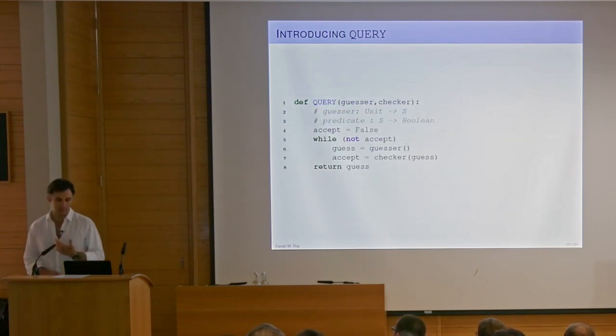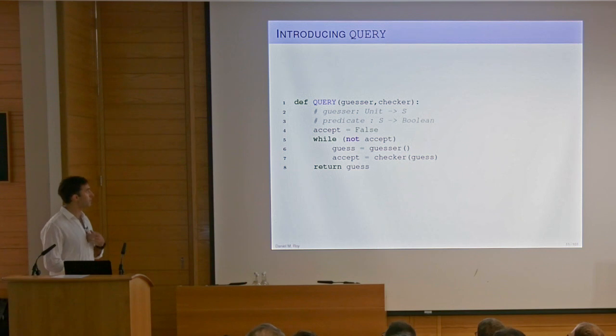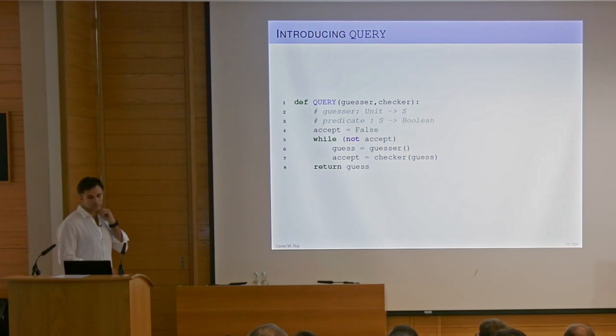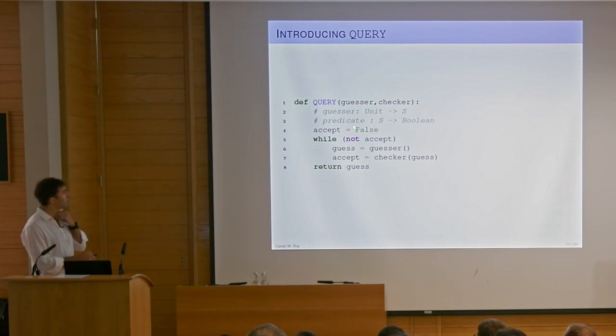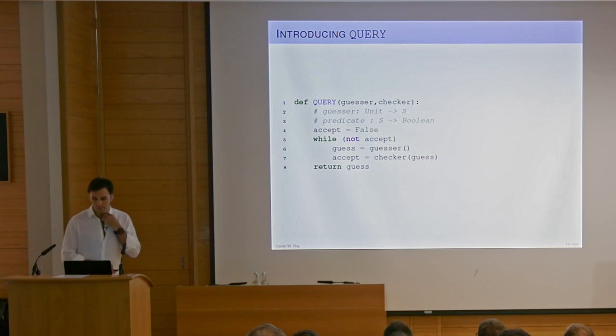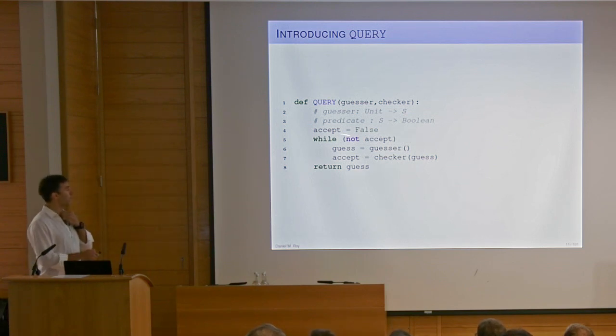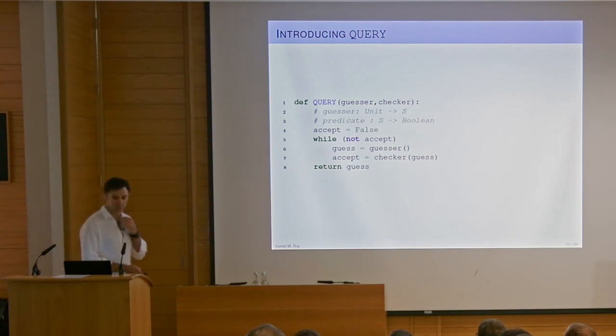So I've talked about inference, but let's talk about this higher order procedure that I've been alluding to. All right, so this is query. It takes in two arguments. The first one takes in nothing and hands you something in S. And the second, it shouldn't be predicate, but checker. And checker takes in something in S and returns a boolean. And this computation is pretty simple. I start off with this flag false, and I'm going to keep running this loop until accept becomes true. What do I do each time? I ask the guesser for a guess, I check the guess, and if it checks out, I return it. If not, I repeat. So that's pretty simple.